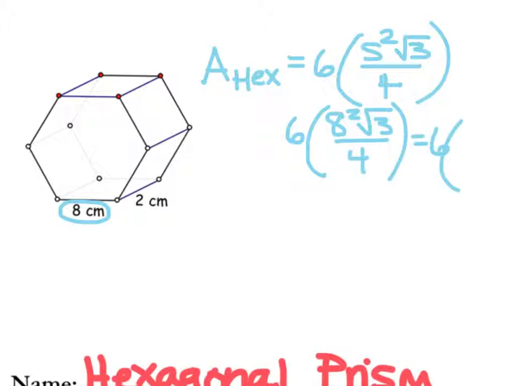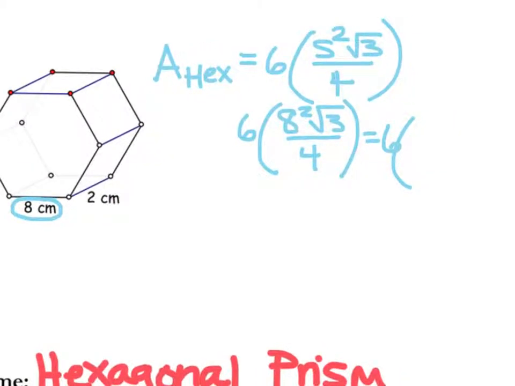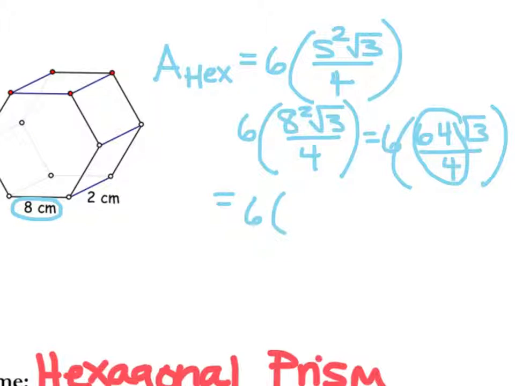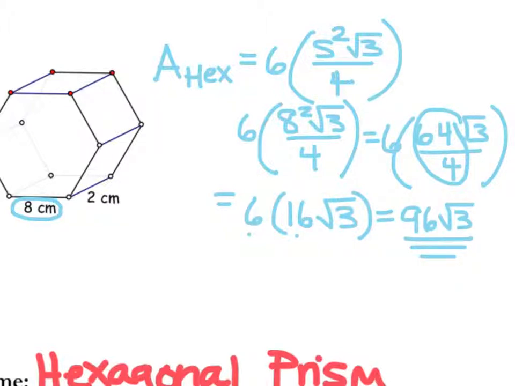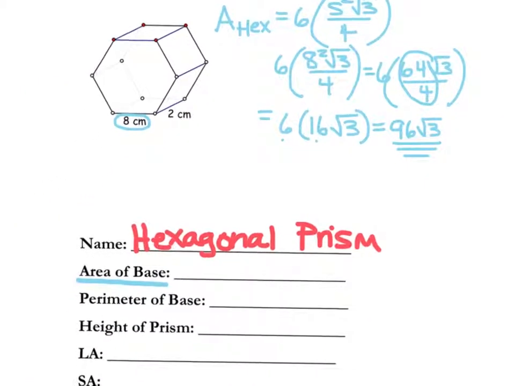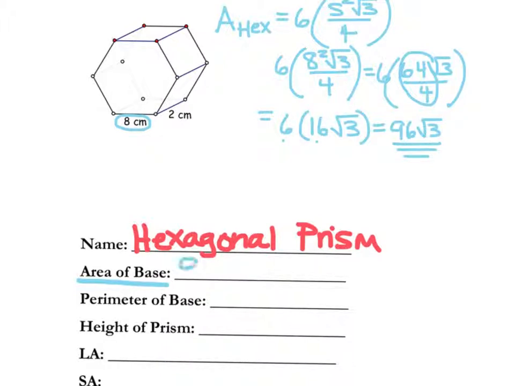So 6 times, let's see, 8 squared is 64. 64 root 3 over 4. Okay, I can simplify the 64 over 4. So I still have 6 times 64 over 4 is 16 root 3. And 6 times 16, because I can multiply together these whole numbers, we got 96 root 3. And that's the area of my hexagon. I think this is easier than doing our 1/2 apothem times perimeter.